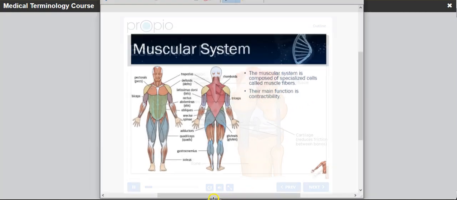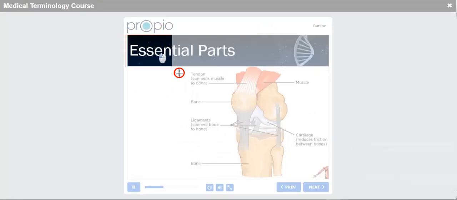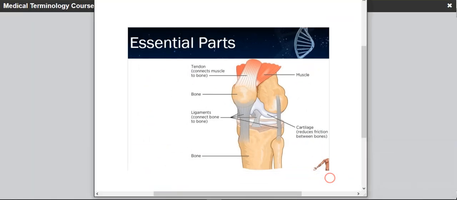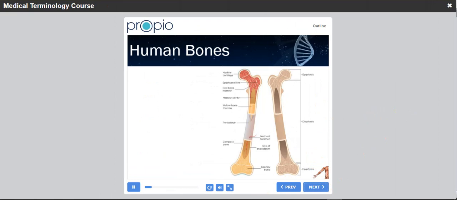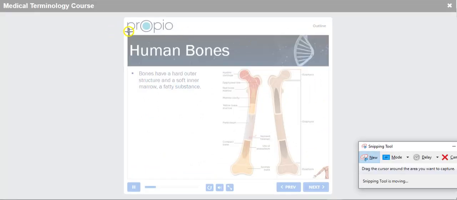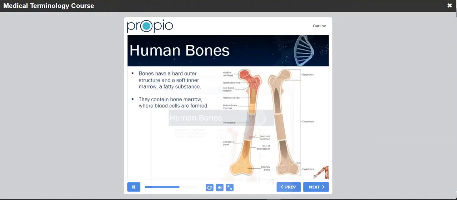Let's talk about the essential parts of the musculoskeletal system. They are bones, muscles, ligaments, tendons, cartilage. Let's talk about human bone structure. Bones have a hard outer structure and a soft inner marrow, a fatty substance. They contain bone marrow where blood cells are formed. They hold calcium. They act as growth plates.